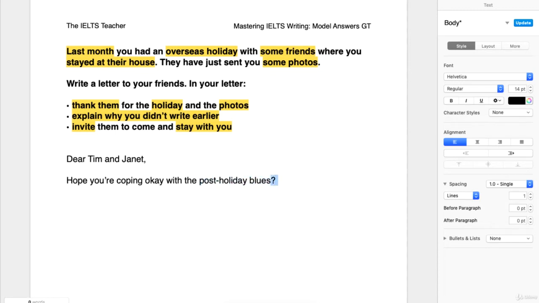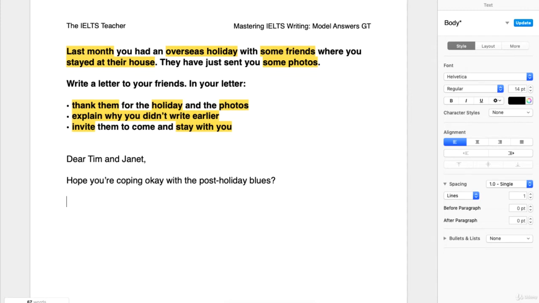Now notice I've got a question mark at the end here. It doesn't close off the sentence. It actually opens it up for them to reply and refer back to it when they want to write back. So we can do that. You can actually just say, hope you're coping okay with the post-holiday blues. You might even write it with an exclamation mark to be sort of humorous about it, but I'm going to add a question mark here to indicate that we'd like to hear back from them as well on this subject.